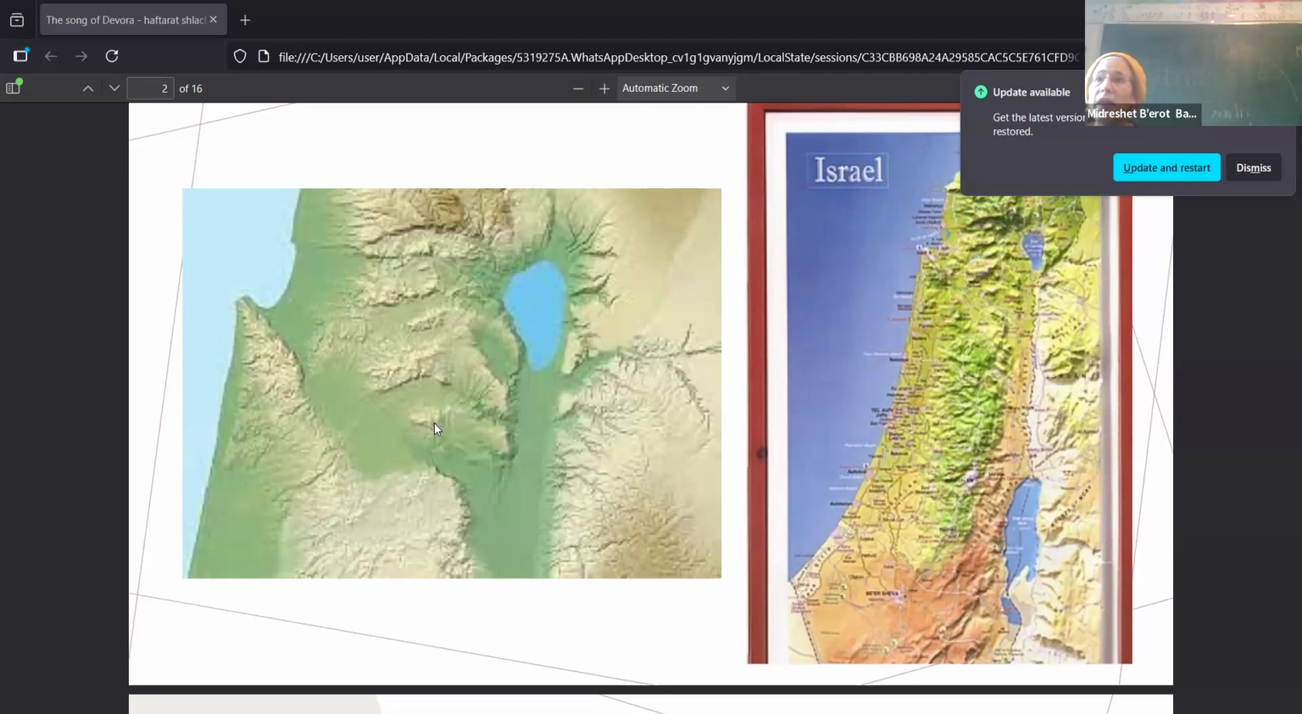Eshet lapidot. Very interesting. Anybody here know what smichut is? Eshet. Let me help you a little bit. It's from the word samach. Not samach, to be happy, but samach, to lean on something.